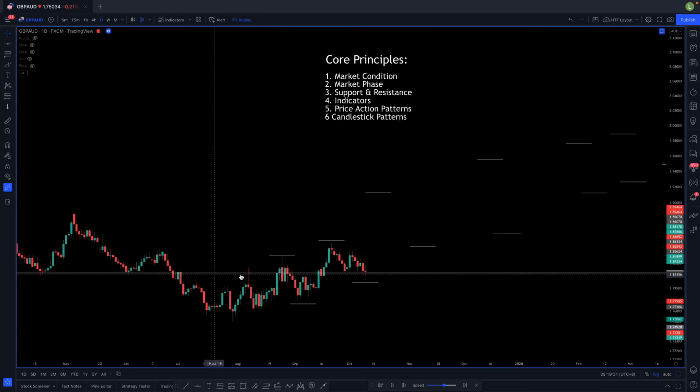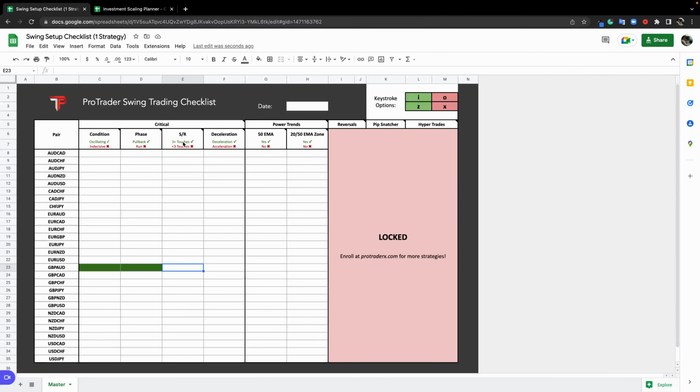We need 3 or more rejections. Do we have that? Yes, we do, 3 or more touches. So has price bounced off a quality SR line within the previous 2 candles? Yes, it has. Deceleration, right?